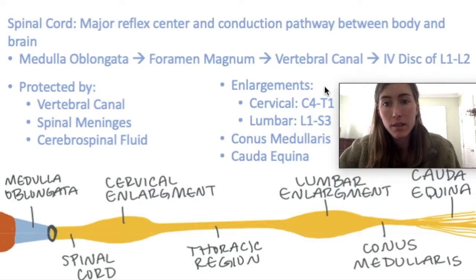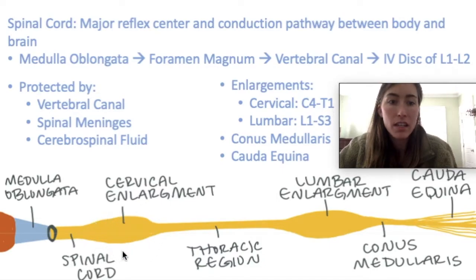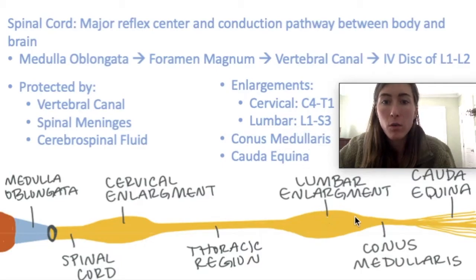There's two enlargements. The cervical enlargement from C4 to T1 is here, and its anterior rami form the brachial plexus. Then the lumbar enlargement from L1 to S3 has anterior rami forming the lumbar and sacral plexus. The conus medullaris is the tapered end of the spinal cord, ending at L1, L2.